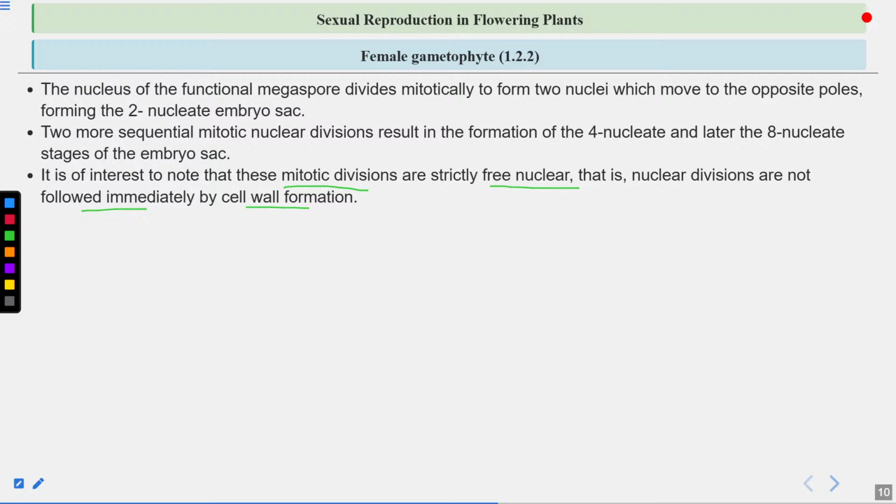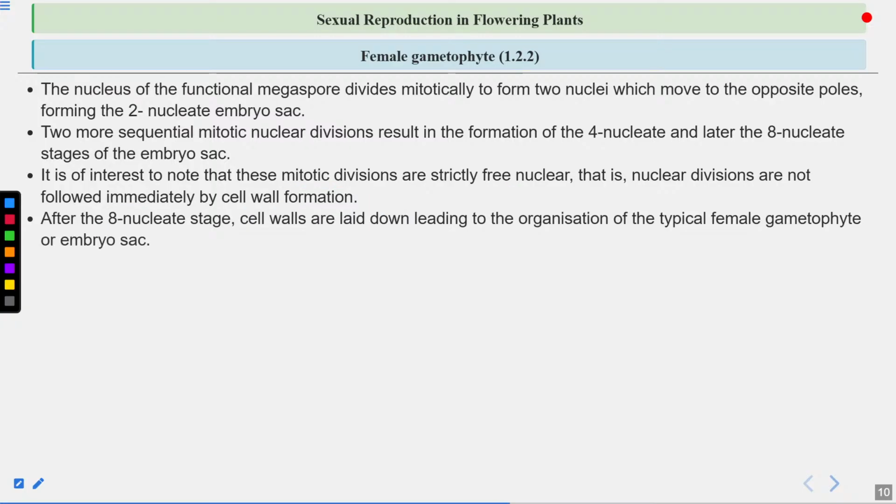So 7 celled and 8 nucleus, don't forget. Very important. After the 8 nucleate stage, the cell walls are laid down, leading to the organization of the typical female gametophyte or the embryo sac. So, at the 8 nucleate stage, the cell walls are laid, leading to the organization of a typical female gametophyte or the embryo sac.